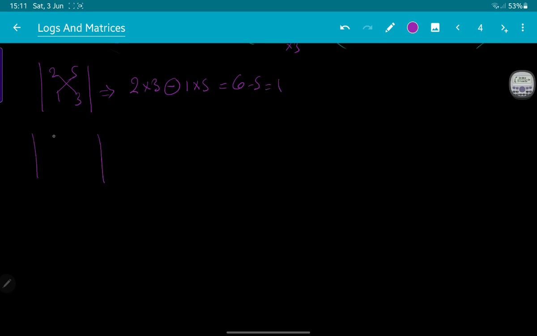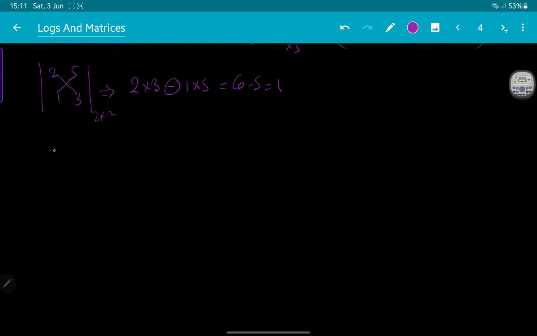Different example. 5, negative 2, 3, 8. 5 times 8 is 40... or 2. 5 times 2 is 10. Minus 3 times negative 2, it's negative 6. So the answer is 16. This is a 2 by 2 matrix.